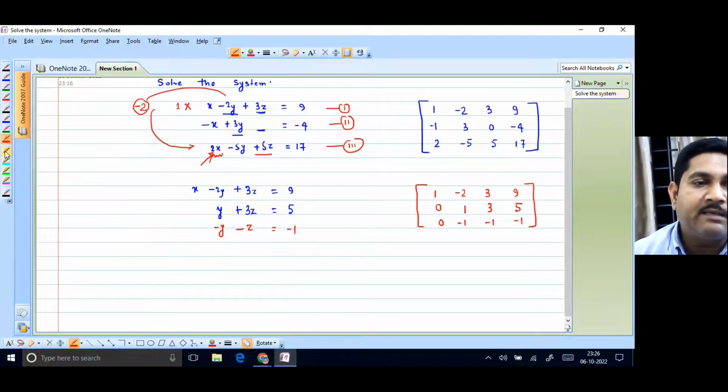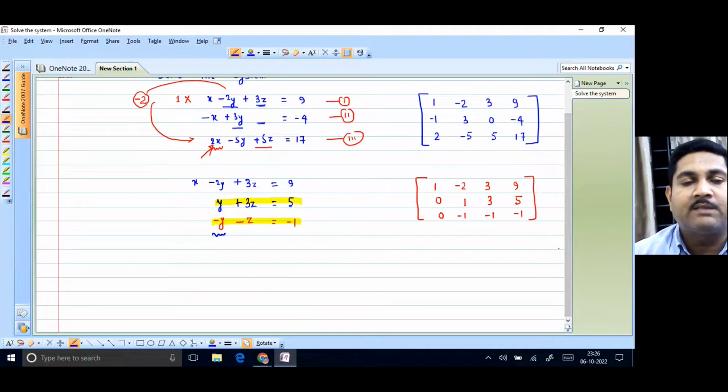Next, I will concentrate my attention on the last couple of equations. There are two equations and we have two variables, y and z. So I will use the second last equation in order to eliminate y from the last equation. I will multiply the negative of the coefficient. Negative of minus 1 is 1, so I will multiply 1 to the second equation and add it to the third equation.